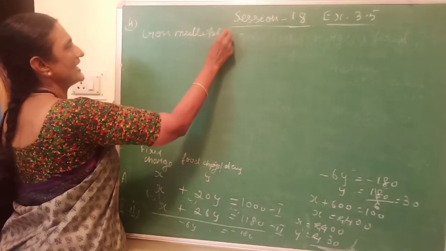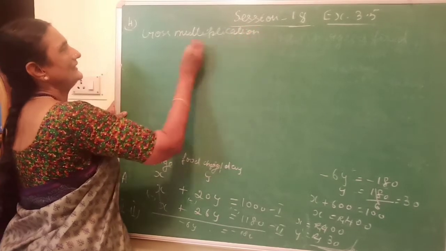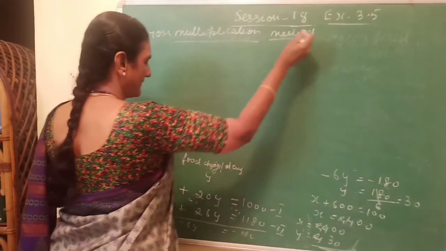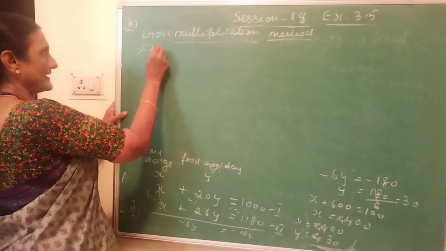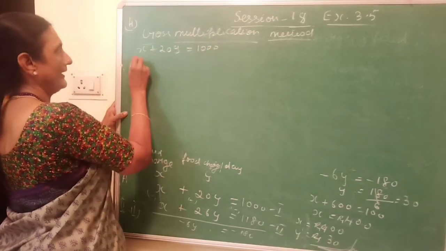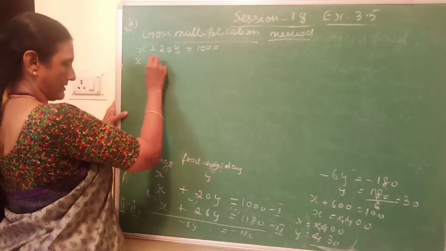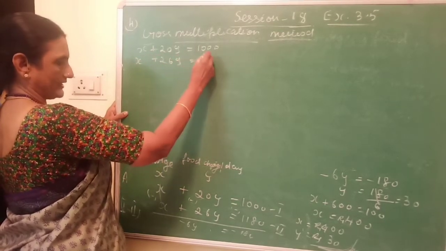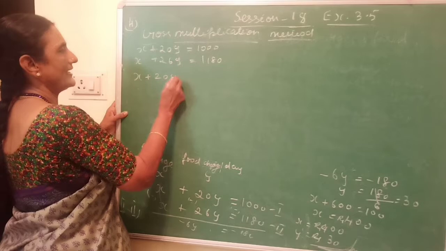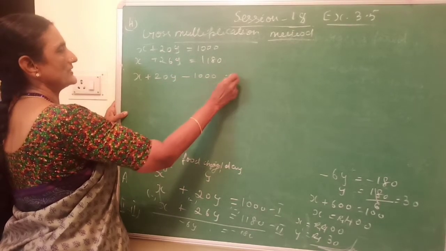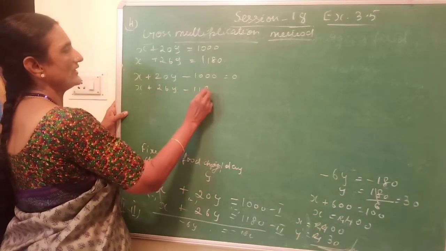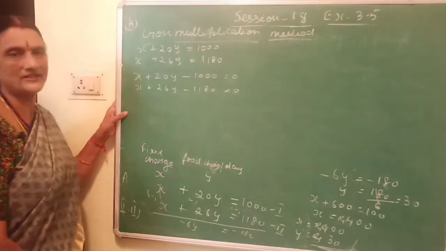So what is the first step? Writing the equation in the standard form. That is your first step. So x plus 20y is equal to 1000 will become x plus 20y minus 1000 is equal to 0. This is the second equation, so you will rewrite it as x plus 26y minus 1180 is equal to 0. That is the first step.